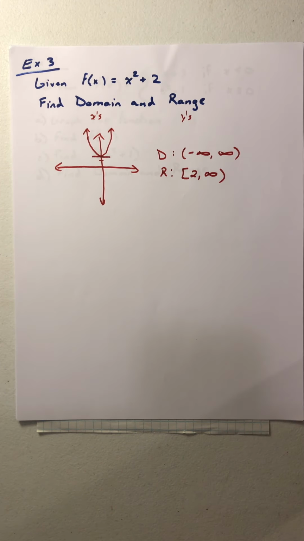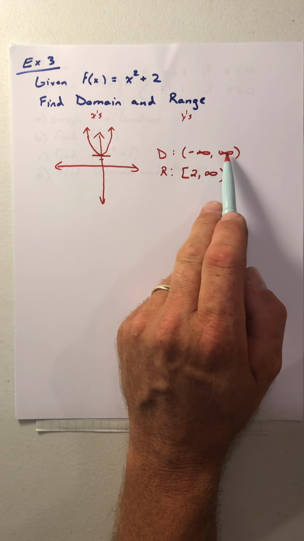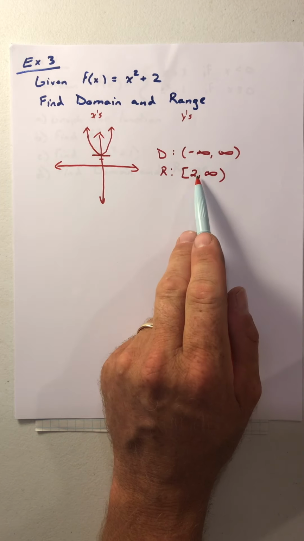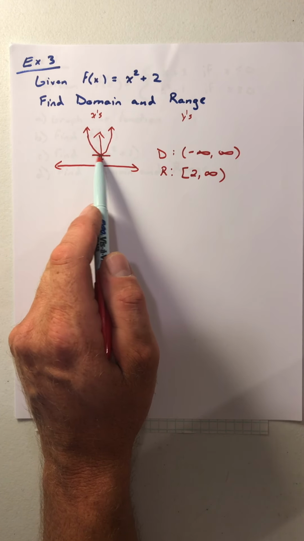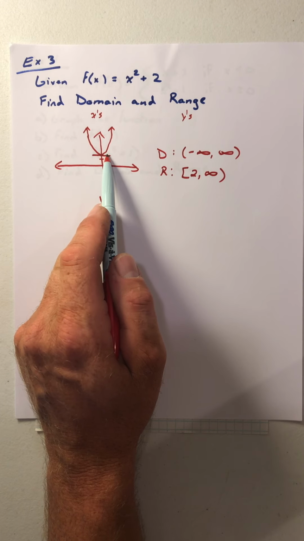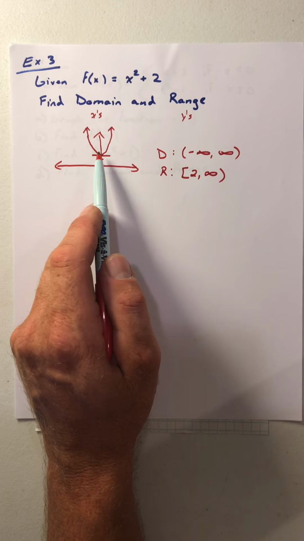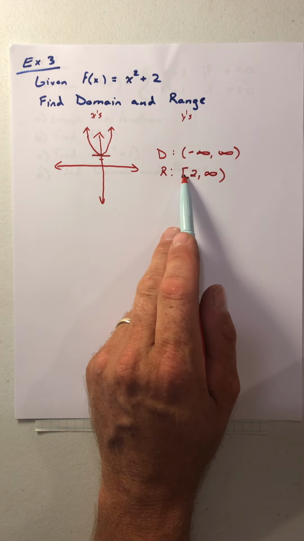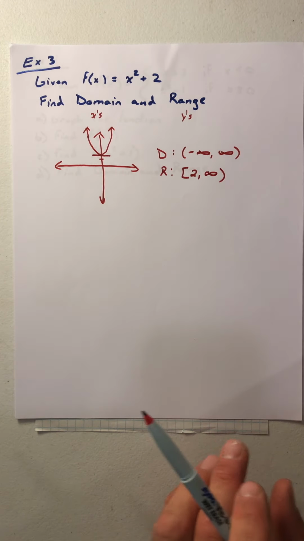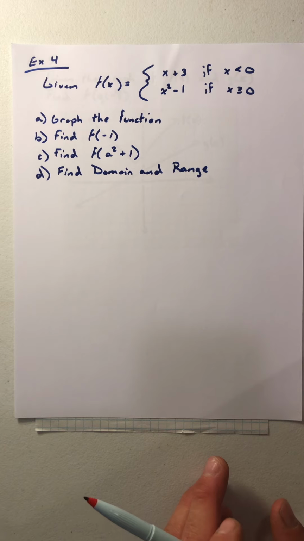A couple of things to recall. We use parentheses to show that we cannot touch it. Remember, we cannot touch infinity. The 2, we use a bracket because we can touch it. We can get the value of 2 down here. It's the very, very farthest point down, or the vertex of this parabola. So we can touch 2, so we give it a bracket, and then infinity again, we can't touch, so we use the parentheses.